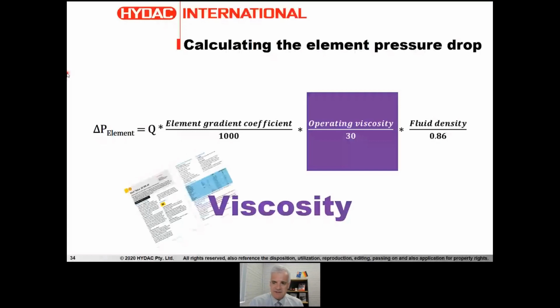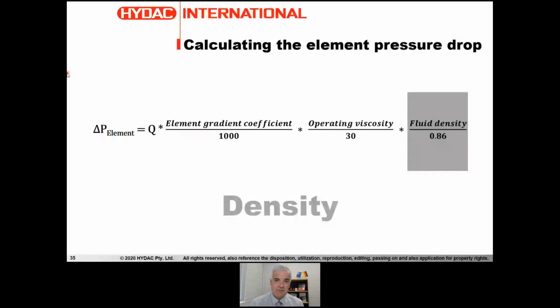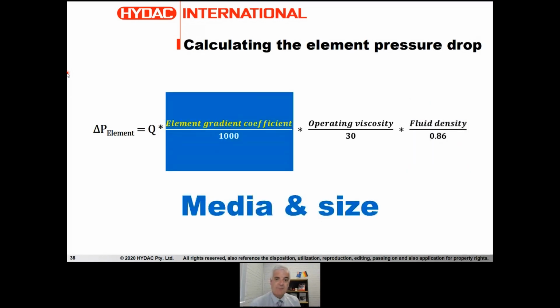The density is pretty simple to apply. Basically, the most common use for these filters is with mineral oil. If your oil is not a mineral oil, of course, it'll have a different density to 0.86 kilograms per cubic meter. So that is the fluid density and how we take that into account.